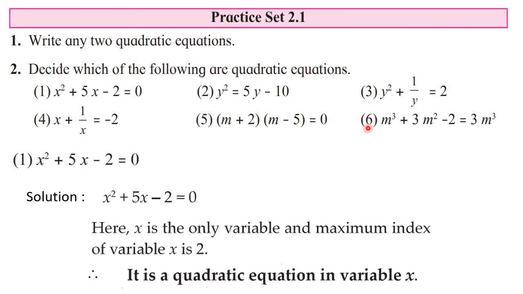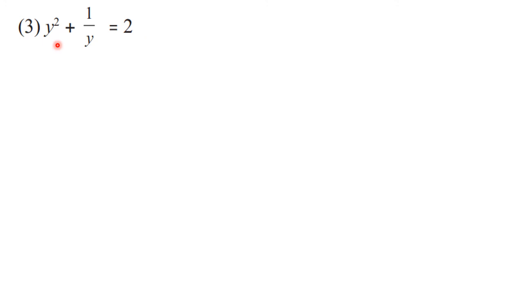Now let us go towards the third question. The third one is y square plus 1 upon y is equal to 2. We have seen in the previous chapter also that generally we don't want fractions. So wherever we have denominators present like this, we have to eliminate them. Here we don't want this y in the denominator, I want to eliminate it. So I should multiply both sides of this equation by y. That means each and every term I am going to multiply by y.